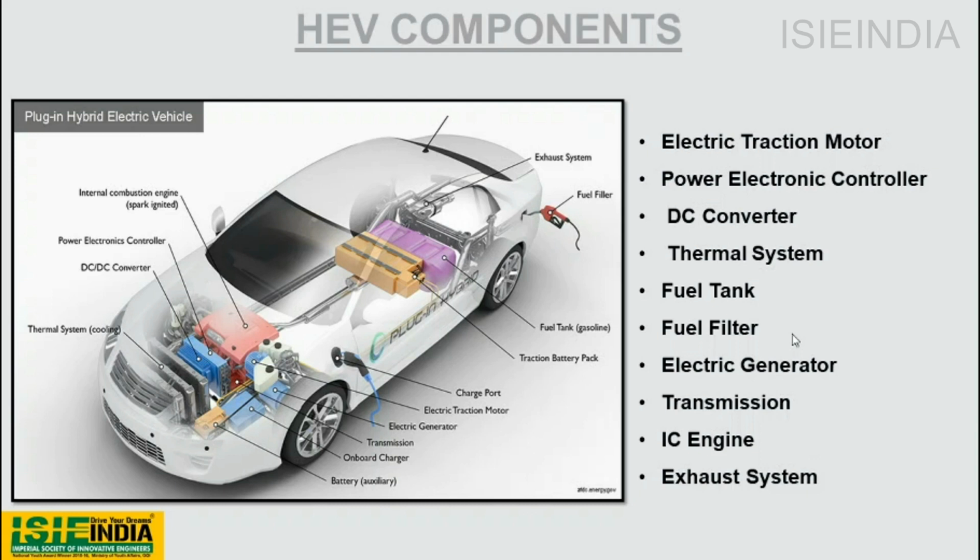Fuel tank, which is necessary for storing petrol or diesel depending upon the engine type. Then fuel filter, electric generator, which can be used for transferring power from the IC engine to the battery for the purpose of recharging. Then transmission, IC engine, and exhaust system. The exhaust system is a vital part because it is useful in converting the NOx gases and thus reducing pollution.